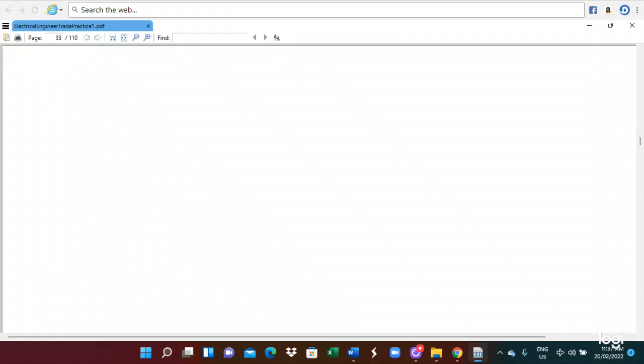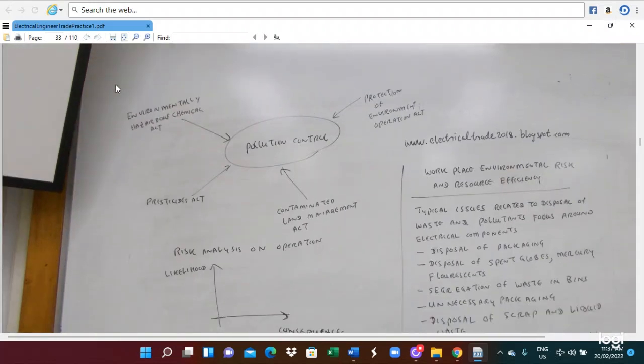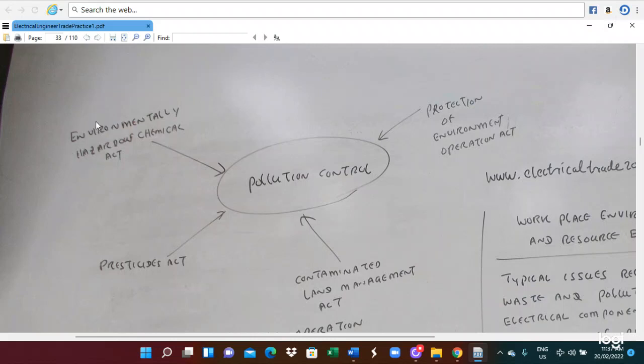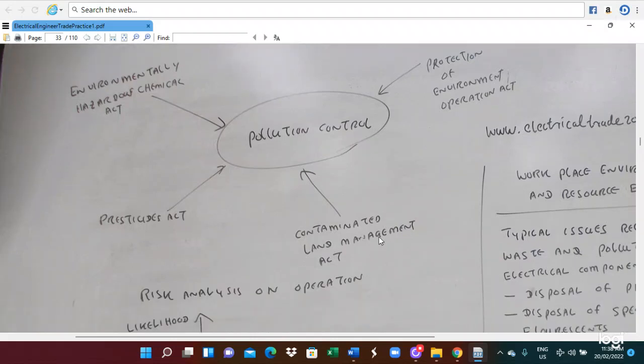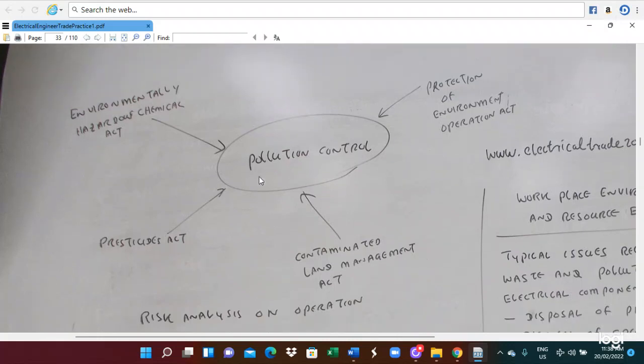So we're talking about pollution control. Pollution control means environmental factors and hazardous factors that are affected, or environmentally hazardous chemicals, which are also included in the pollution control. Also the pesticide, as well as the combination of the land management act and the protection of environmental operation, are factors influencing the pollution control.